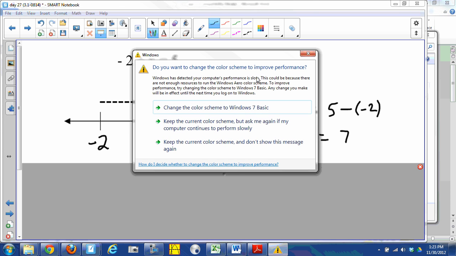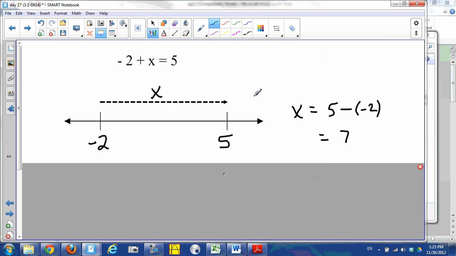No, I don't want to change the color scheme to improve performance. I guess that's part. And anyway, that was kind, wasn't it?